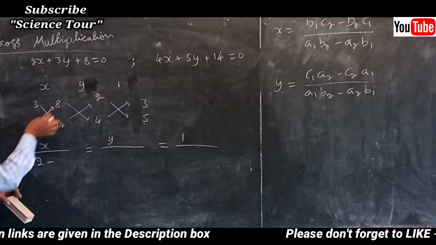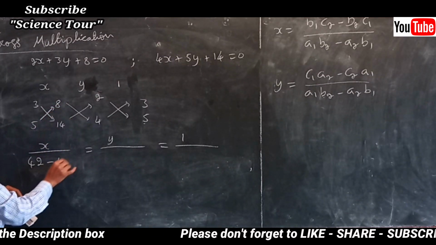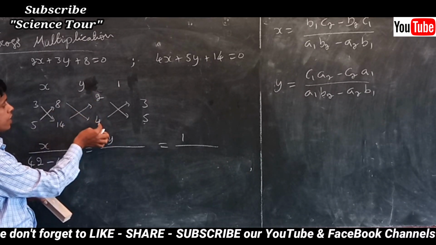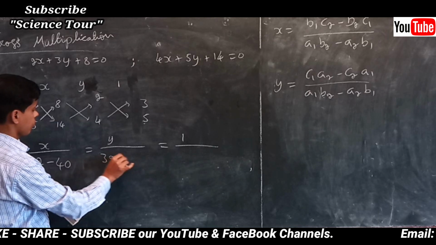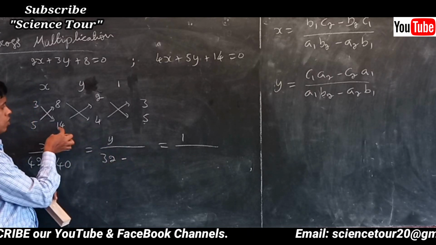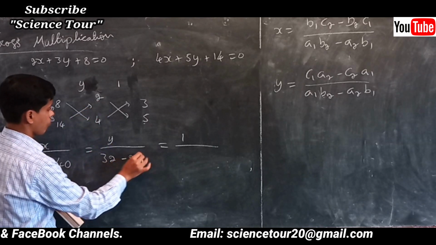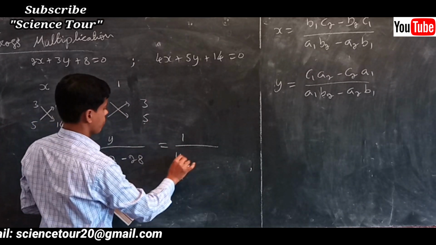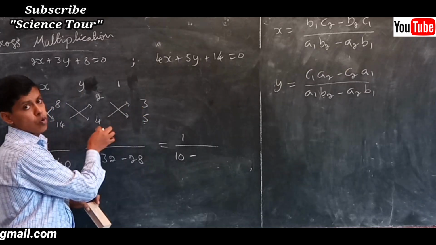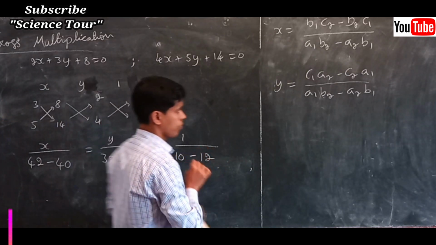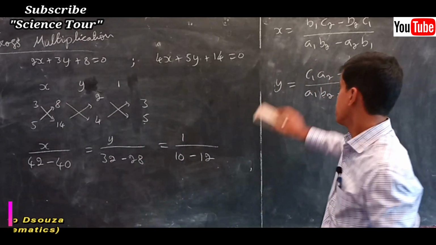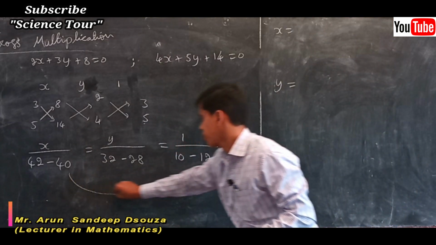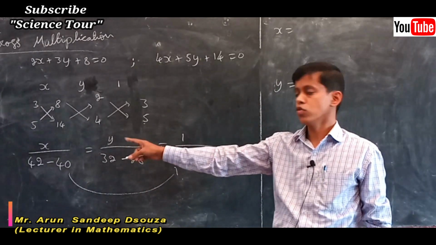Minus 5 into 8, correct. Now, below y you have to write 8 into 4 minus 14 into 2, and then below 1, 2 into 5 minus 4 into 3, okay. So, now what is the value of x? So, 42 minus 40.